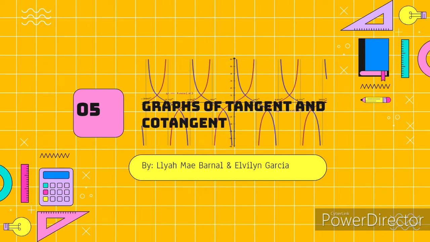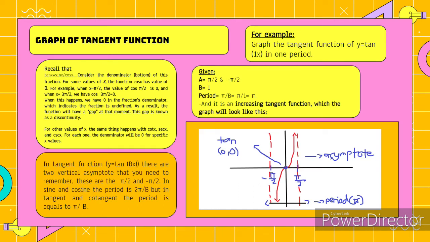Next, we have here the graph of cotangent and tangent. Graph of tangent functions. Tangent x is equal to sine x over cosine x. Consider the denominator of this fraction. For some values of x, the function cosine x has a value of 0. For example, when x is equal to pi over 2, the value of cosine pi over 2 is 0.